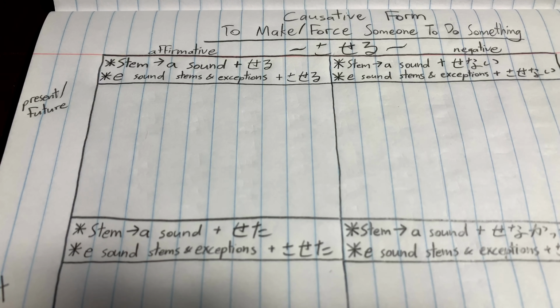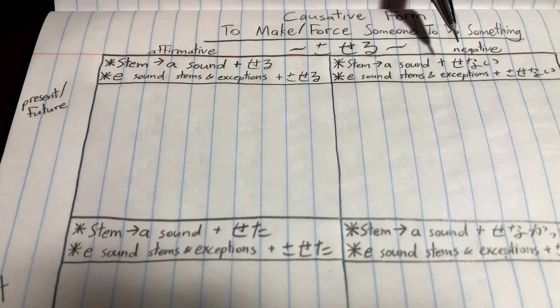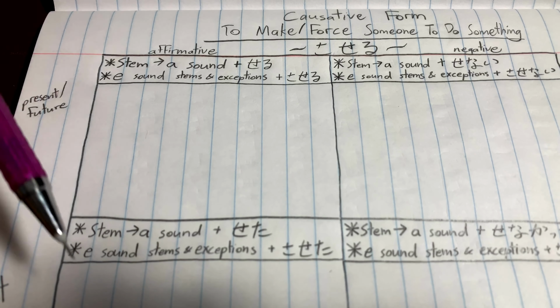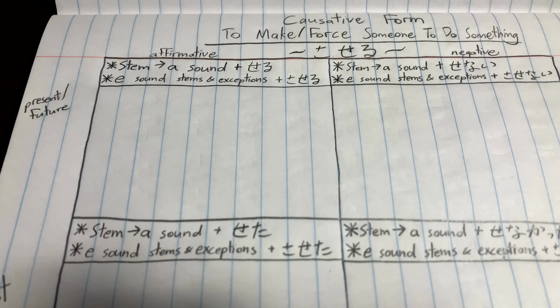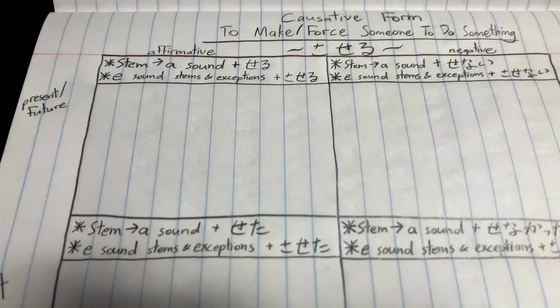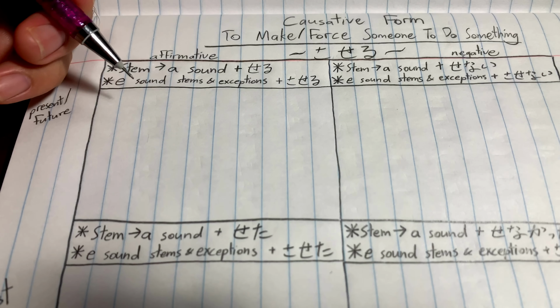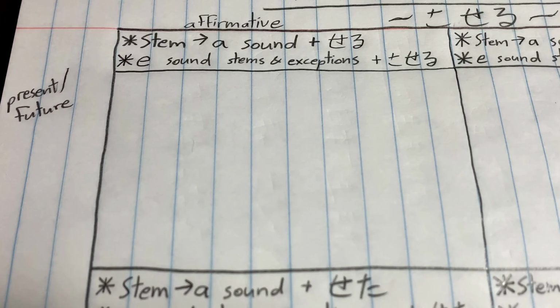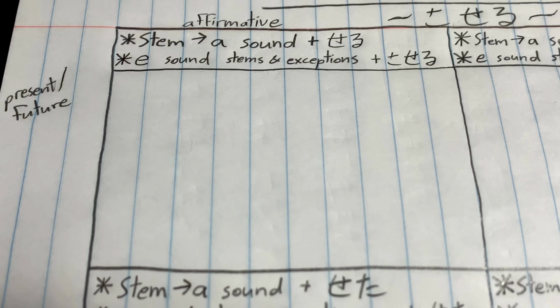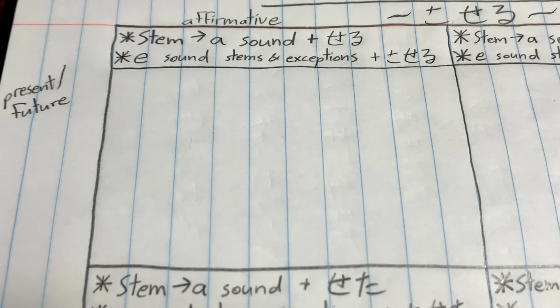Alright, so welcome back to the notebook. As you can see here, we have our typical affirmative, negative, present/future, and our past tense conjugation down here. And as usual, we are going to start in this upper left corner of the matrix. And so let's get right into it. So we are going to start with our verb. And in this case, we shall use the verb ikimasu.